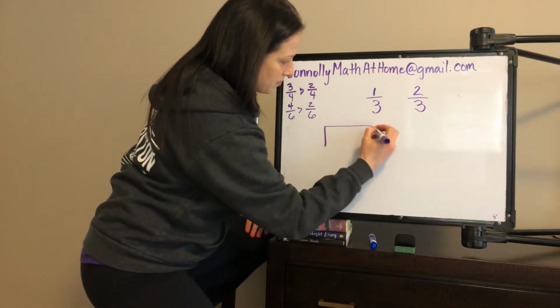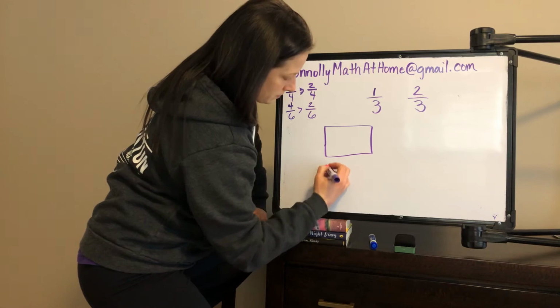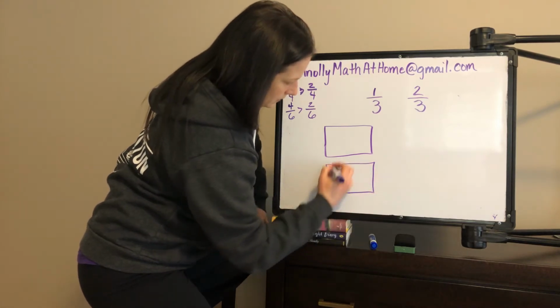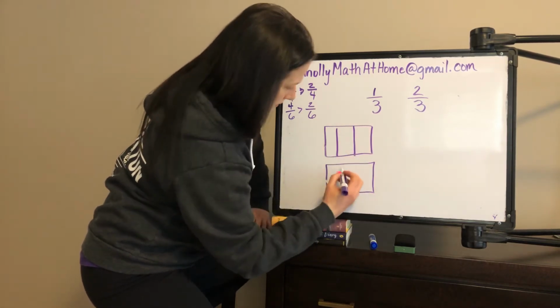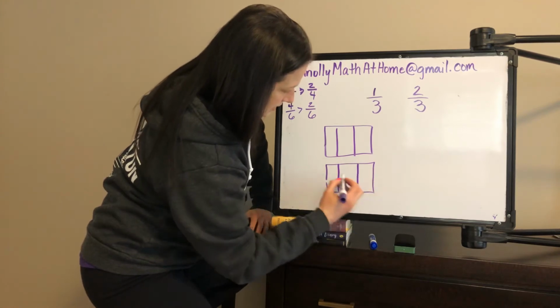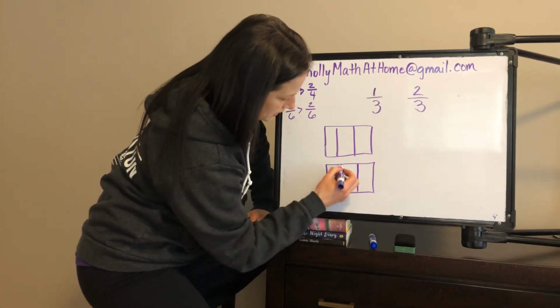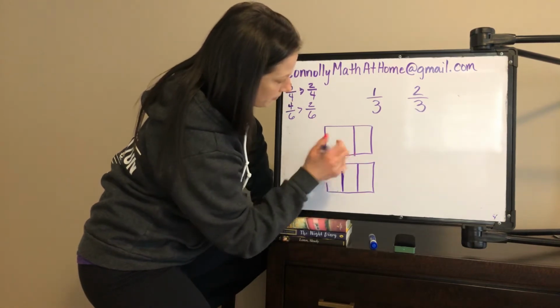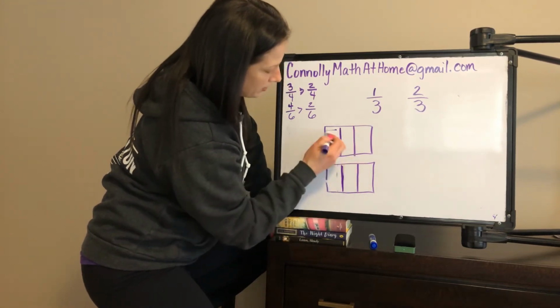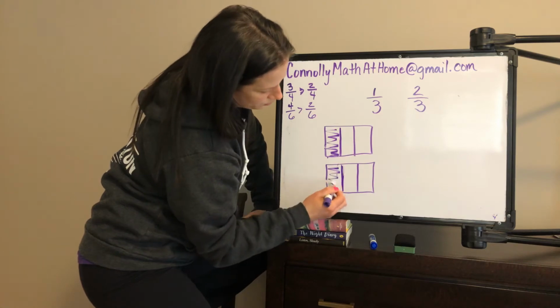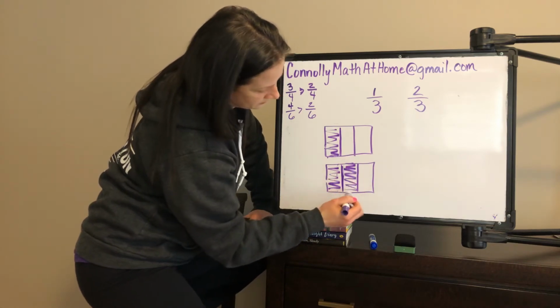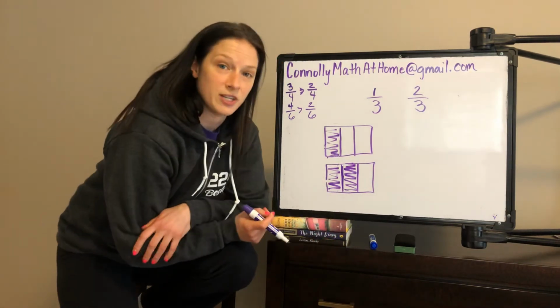So I'm going to make the same size whole. 1/3. Make these as accurate as possible. My thirds are not the same size, so I'm just going to do a little bit of adjusting the best that I can. It doesn't have to be perfect. But we have 1/3, and then we have 2/3. And you should be thinking about which one is greater.